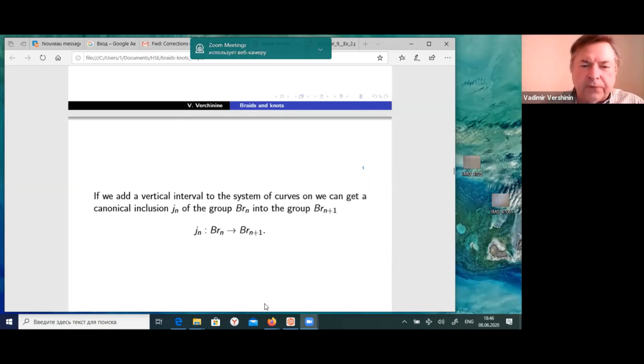So this is very geometrical stuff. Suppose you have a braid on n strands, you simply add a vertical line, and then you will have n+1 strands. So this is an evident map, and of course, if you have connections here, you have connections here. So evidently, this is a homomorphism of groups.